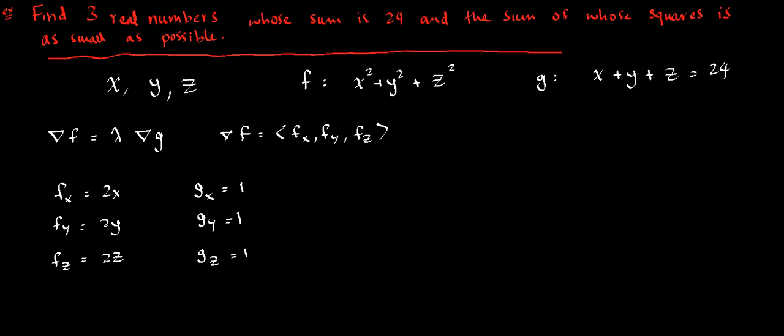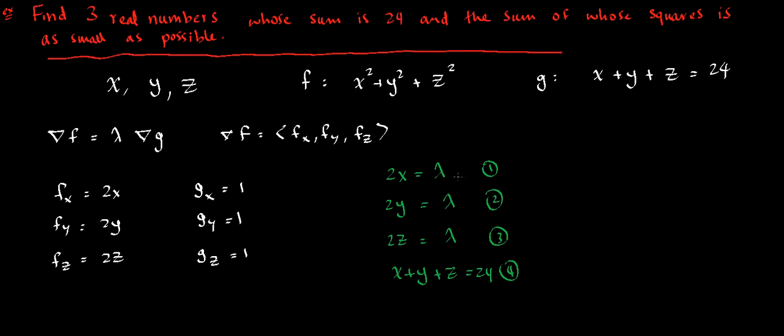So now we can write the equations. We can say that fx, which is 2x, is equal to lambda times 1, fy, which is 2y, is equal to lambda times 1, fz, which is 2z, is equal to lambda times 1. So now we have three equations with four unknowns. We need to introduce a fourth equation, and this equation is the constraint over here, that x plus y plus z is equal to 24. Now we have four equations and four unknowns. We can solve the simultaneous equations. So this is equation 1, this is 2, 3, and this is 4.